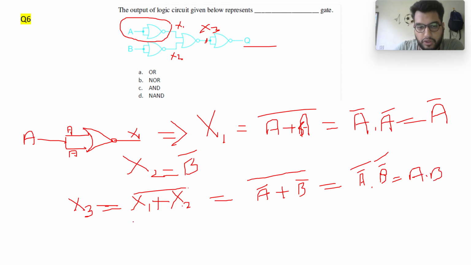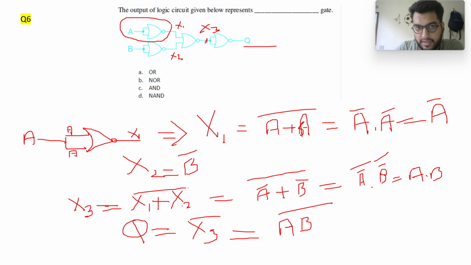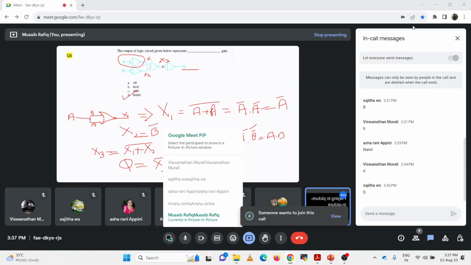Now output Q will be simply equal to X3 complement, because this is the same as these two gates. And X3 is simply AB, so it's AB complement. And this is a NAND gate. So question 6 has the correct answer, NAND gate. That is option B.